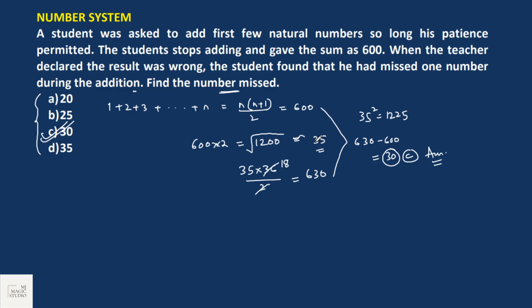Got it? It is simply 600 into 2. Find the square root, the higher side number, not the lower side, the higher side number. 35 square is 1225, which is near to 1200. Put n equals to 35. Find the value, and the difference will give you the answer in no time.